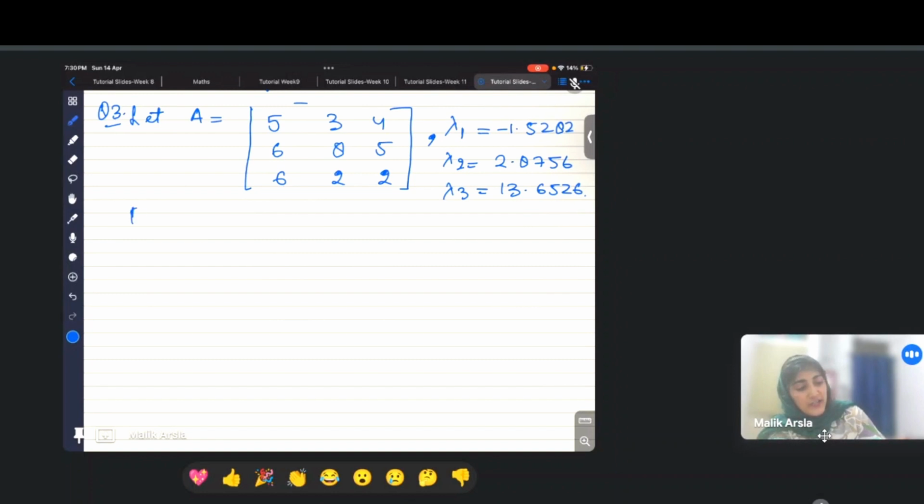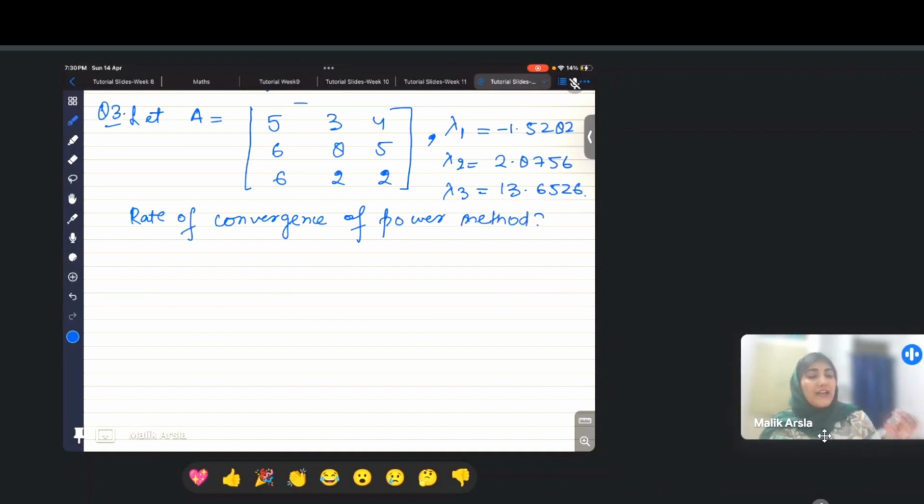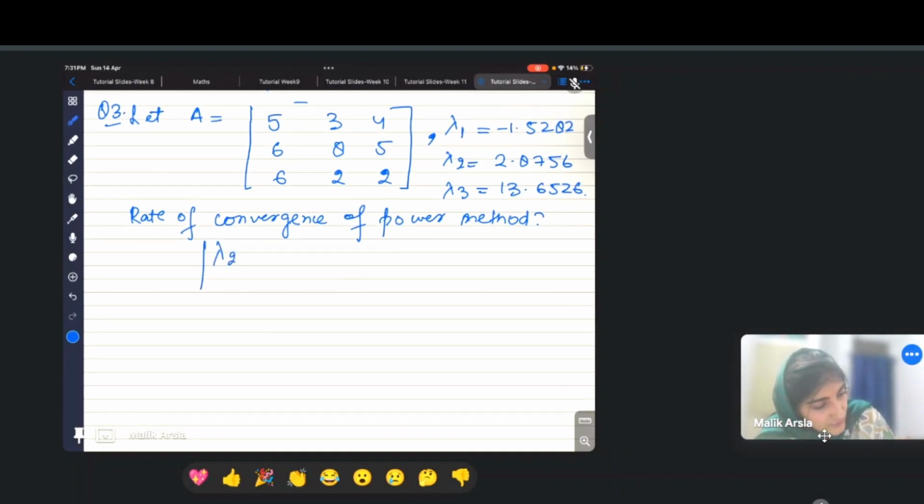Now it is asking for the rate of convergence of the power method. So what will be the rate? You know that it is the subdominant eigenvalue upon the dominant eigenvalue. Okay, you have to take their absolute values. So here it will be lambda 2 divided by lambda 3, right? So it will be 2.8756 upon 13.6526.